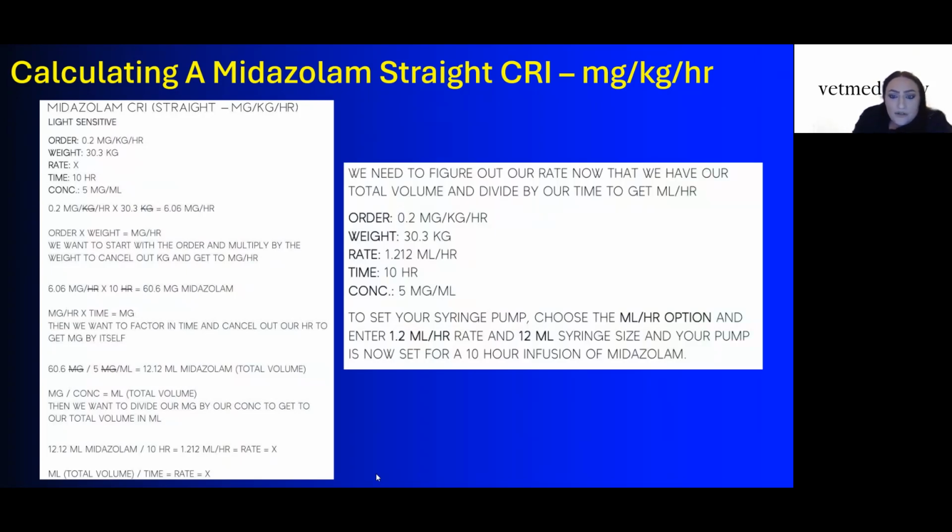So to set your syringe pump, you want to choose the mil per hour or rate option and enter 1.2 mils per hour as the rate in 12 mil syringe size. And your pump is now set for a 10-hour infusion of midazolam.